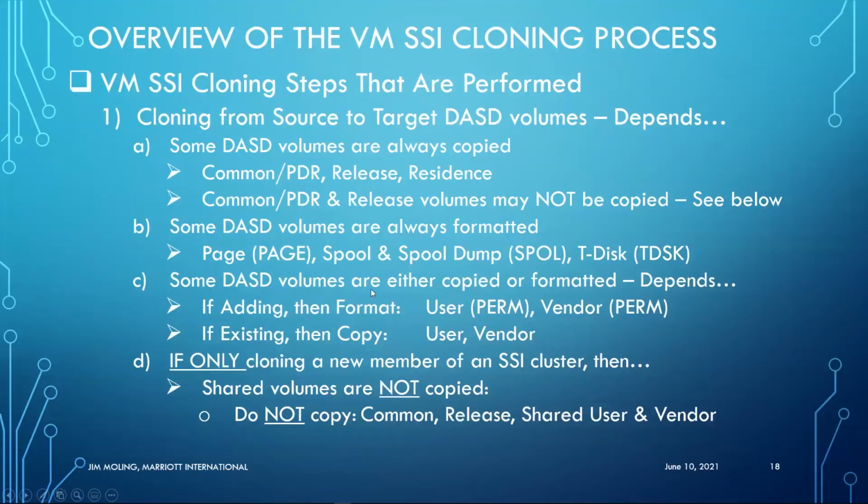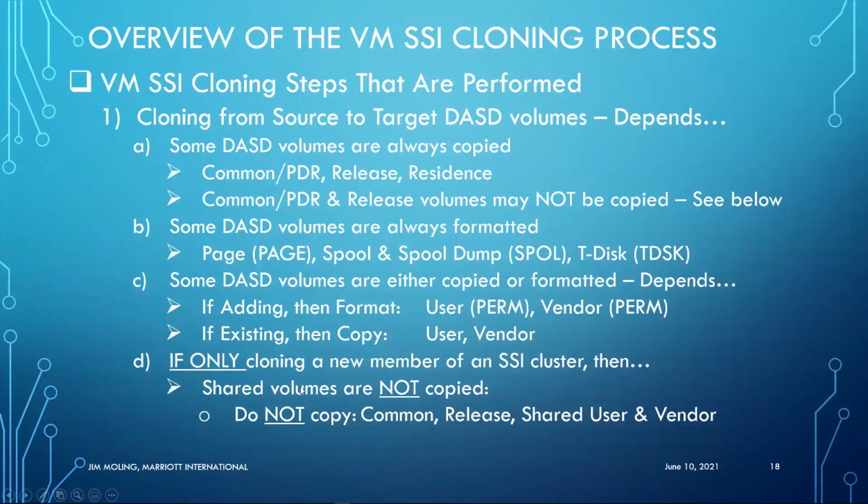Then you have some volumes which are either copied or formatted, and again, it depends. Like I was saying before, if you're adding a user or vendor volume for the first time, you've got to format it, right? It's empty. But if it's already there, now you want to make a copy of it if you're going to clone. So the clone SSI exec has to be able to determine what fits the scenario. It's got some things to figure out.